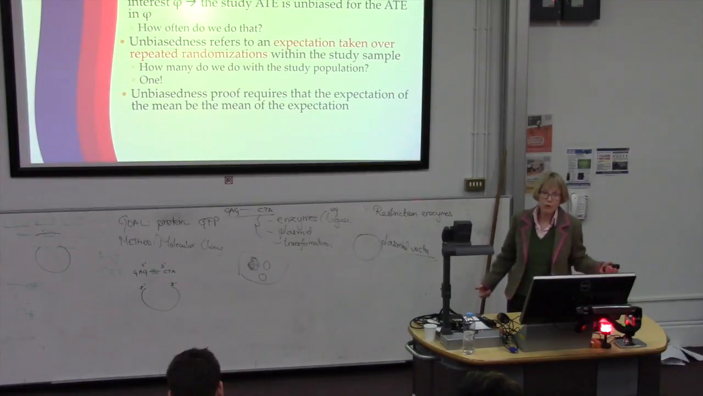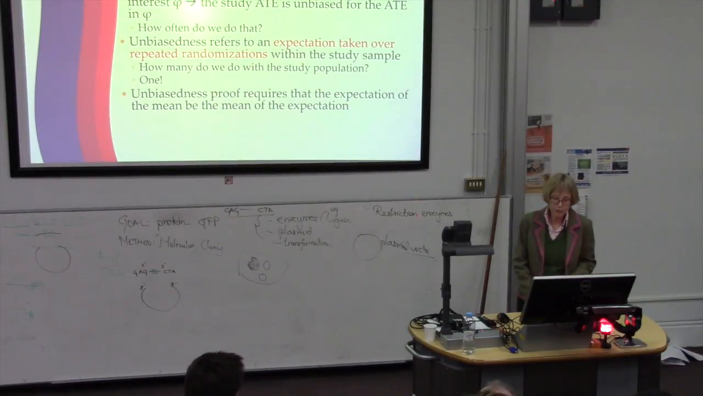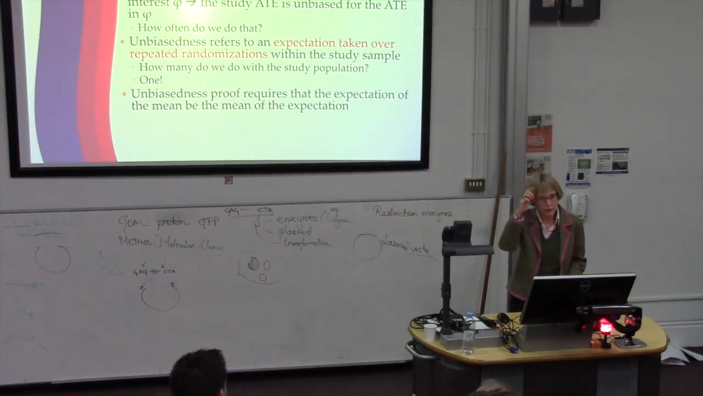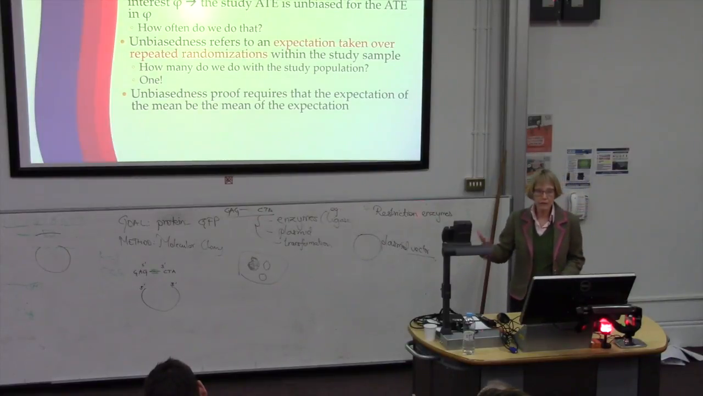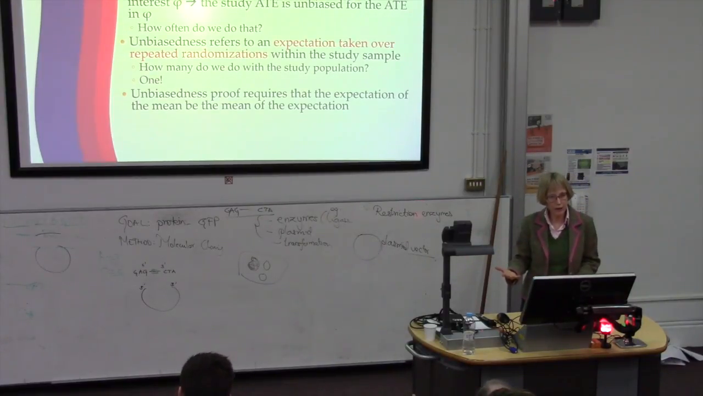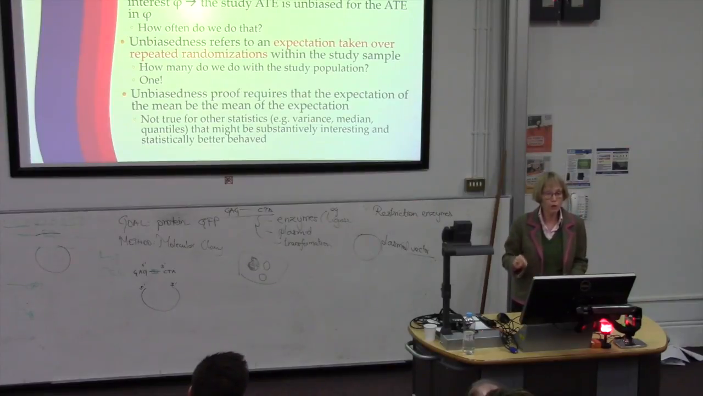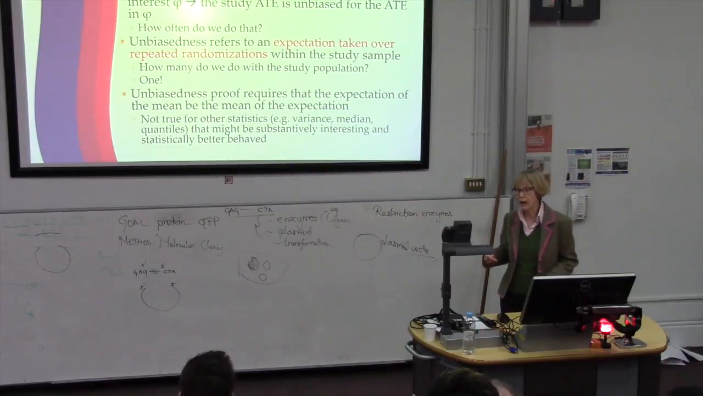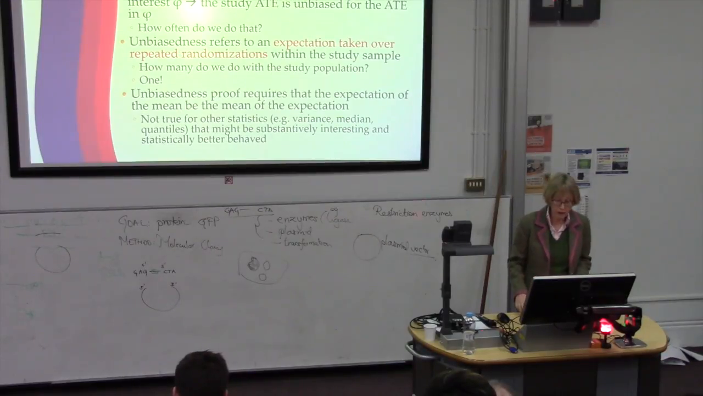The other thing that I didn't know when I started doing this, which is pretty startling: the unbiasedness proof requires, the way it works, and I didn't go through the little bit of algebra for you, but to use that orthogonality condition to get unbiasedness, we rely on the simple fact that the expectation of a mean is the mean of the expectation, okay? And that's not true for other statistics, for instance the variance, the median, or quantiles. And sometimes knowing the variance, the mean, or the quantiles is substantively interesting, and sometimes statistically better behaved. It's just important to realize that it's very special when we're looking at the mean.